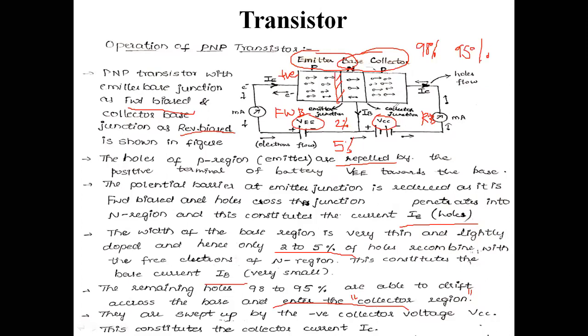Swept up by the negative terminal of collector voltage, that is VCC. This flow of current constitutes the collector current IC.